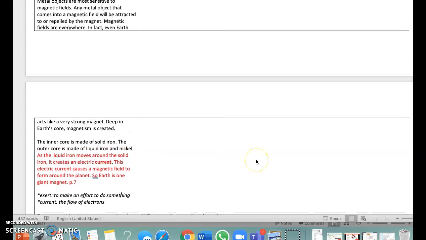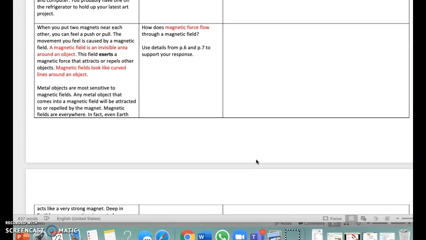Whoa. Every time I read that, I get excited. Let's go back and look. How does magnetic force flow through a magnetic field? I'm going to start by using the sentence. Magnetic force flows through a magnetic field. What would you guys write next?